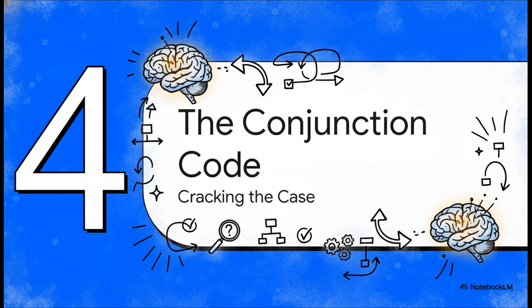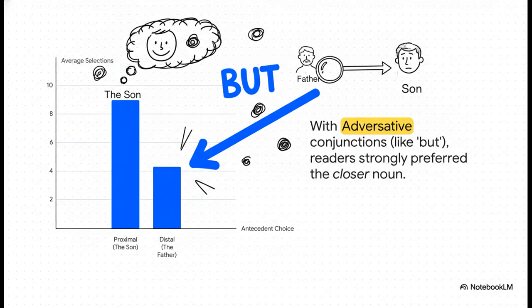And the answer, as it turns out, is a huge yes. The researchers basically uncovered what we can call a conjunction code, a set of rules our brains follow automatically. Let's dive into the evidence. All right, first up, what happens when you use what's called an adversative conjunction, a word that shows contrast, like but? For example, the father praised the son, but he, well, the results were just overwhelming. As you can see on the chart, people's brains jumped right to the closest noun, the proximal one, the son. It's like the word but focuses our attention on the last thing that was mentioned.